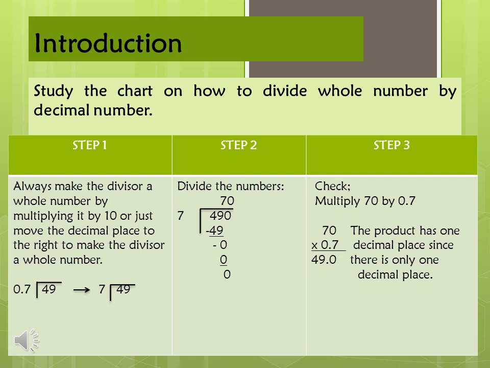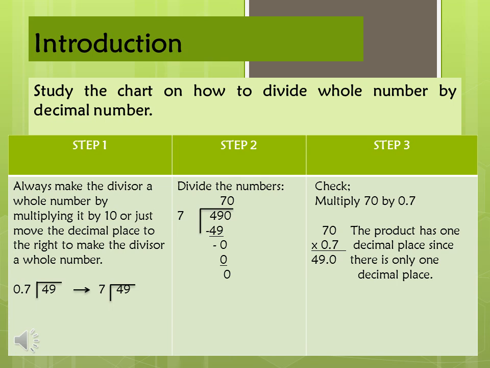So, ang ating divisor dito ay 7 tenths. So, yung 7 tenths, imumove nyo ang decimal point ng isa sa kanan. So, magiging ano siya, 7. So, pag nabago na yun nyo at naging whole number na, pupunta na tayo sa second step. Step 2. Divide the numbers. So, i-divide na natin yung 49 divided by 7.